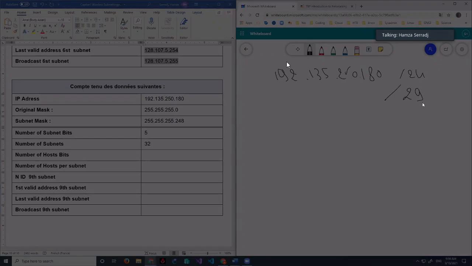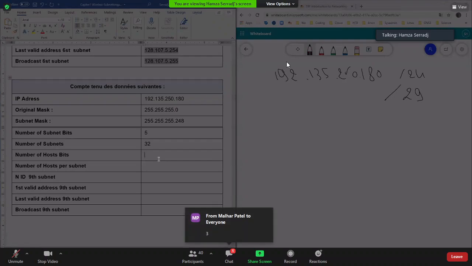Right? 24 plus 5. How many bits do I have for the host? If I end up with /29, how many bits do I still have for the host? Good. Everybody is saying 3. How did we find 3? It's 32 minus 29. That's it. It's equal to 3. So we have 3 bits that remain for the host part. Number of hosts per subnet. What is the formula? How can I get that? Number of hosts per subnet.